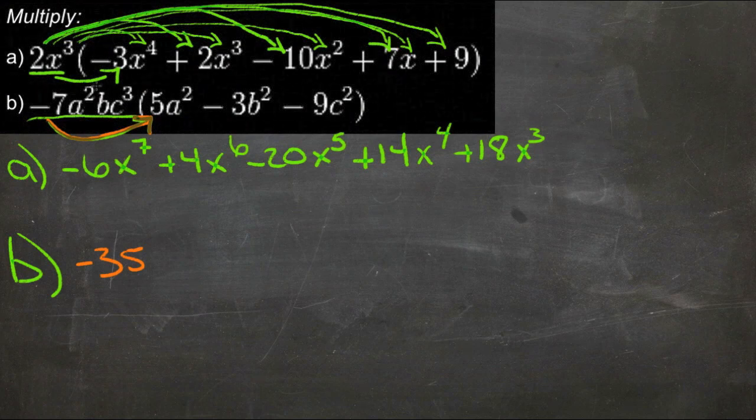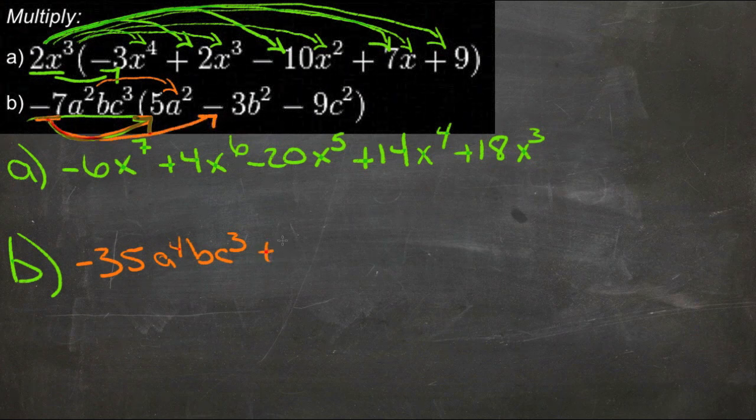And a squared times a squared is a to the 4th, adding the powers. And there aren't any b's or c's in this term, so it just stays bc cubed. Then we have negative 7 times negative 3, that's positive 21. A squared times b cubed, nothing to multiply, so that stays a squared. B times b cubed is b to the 3rd, adding the powers. And c cubed doesn't multiply, so it just stays.